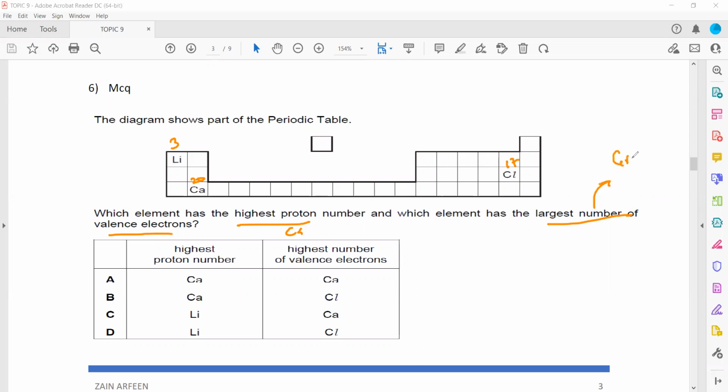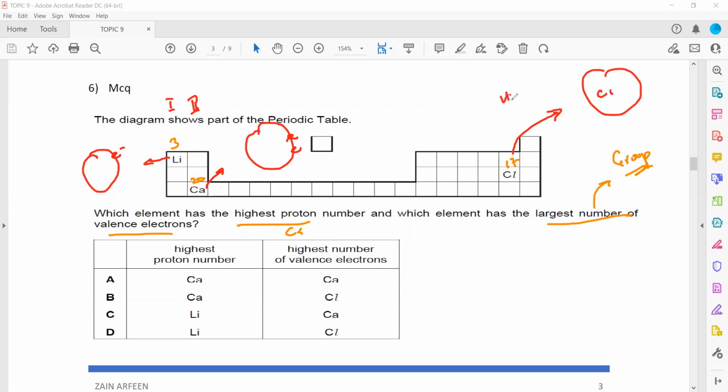So basically, using the group number, you can identify the number of electrons in the last shell. Lithium belongs to group 1, so lithium will have 1 electron in the last shell. We are only talking about the valence shell, not the total number of electrons. Calcium belongs to group 2, so the last shell of calcium will have 2 electrons. And chlorine belongs to group 7, so the last shell will have 7 electrons.